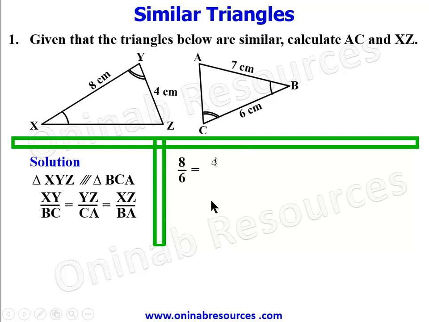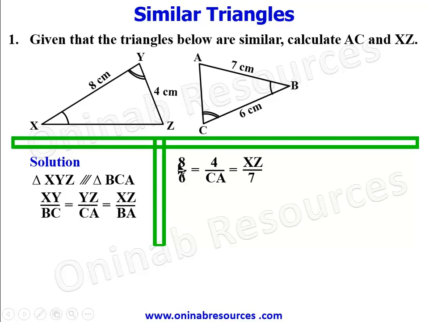YZ, which is equal to 4, over CA. CA is one of the sides we are looking for, so we have it as CA there. This is equal to XZ. XZ is also one of the sides we are looking for, over BA. Our BA is 7, so we have it over 7. Then we now pair the ratios to solve the unknowns.